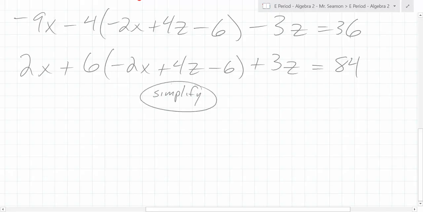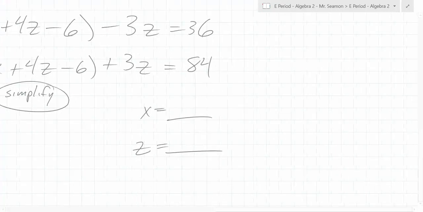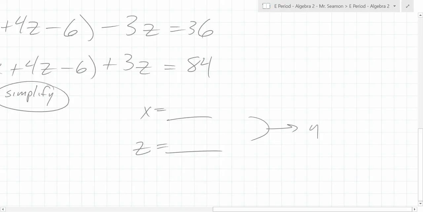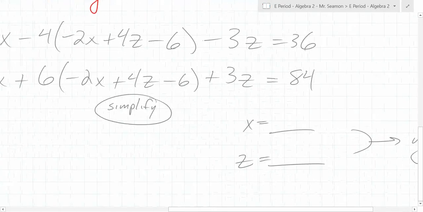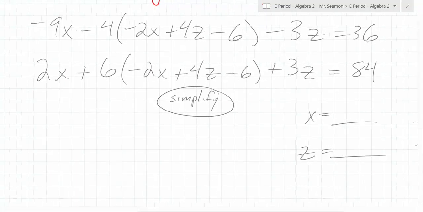So if we simplify this, what form are we looking to get these into? Which form do we like? We like standard form. You distribute, combine like terms, clean it up. And then when we're done, we're going to end up with values for x and values for z. But then once we get values for x and z, what are those going to lead you to? The value for y. Absolutely. We're not going to finish this one, but do you feel pretty comfortable with how we got to right here?